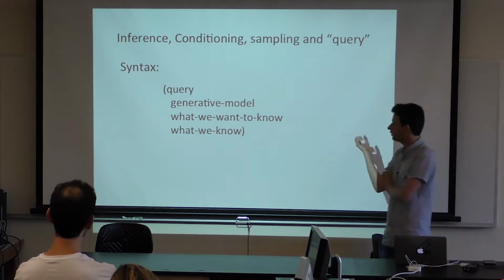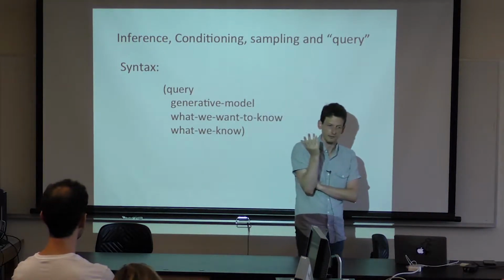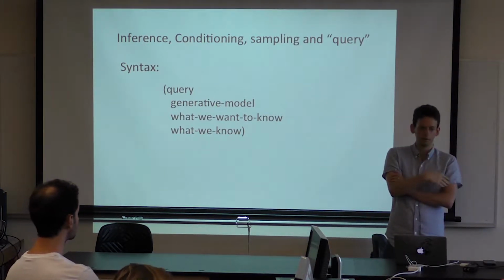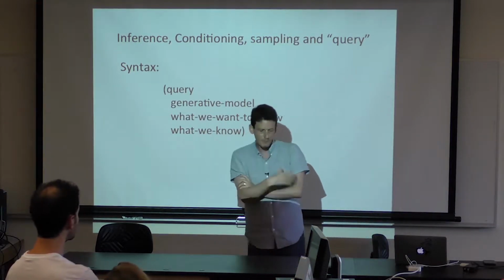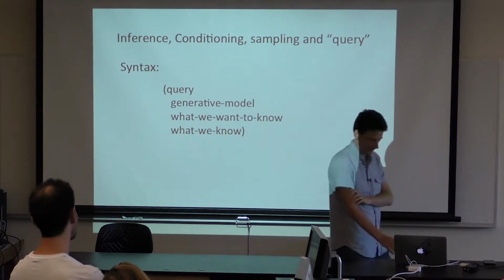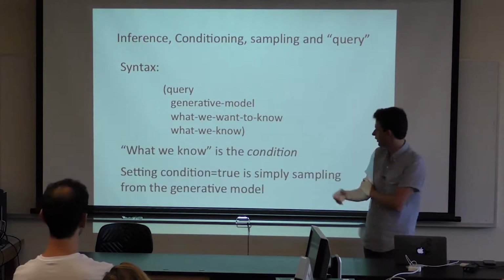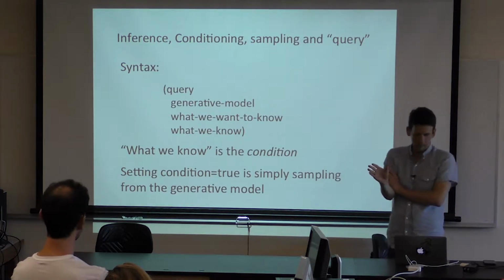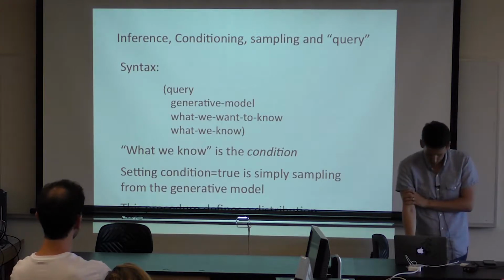Okay? But the same thing could work, for example, if you're trying to parse a sentence from sound, or you're trying to predict how the next step in a physics engine is going to work, or many, many other things that you can find in probmods.org. Okay, so like I said, what we know is the condition, and if you set the condition to true, that's a sampling from the generative model, because you're always going to evaluate as true.